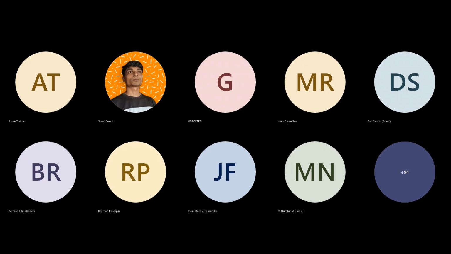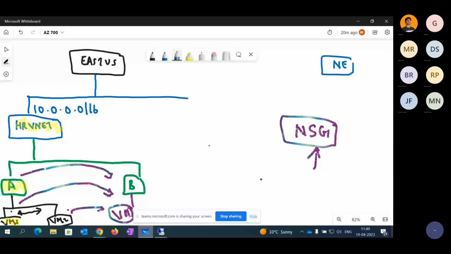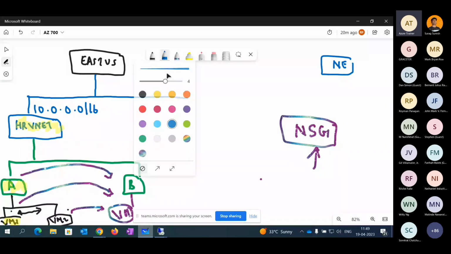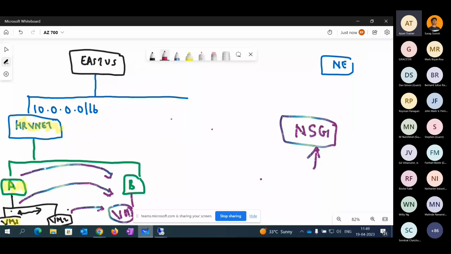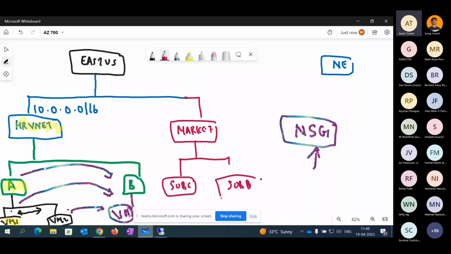Let's go back. You have one more network available. The name we have given is market department. In the market department, we have created two subnets, subnet C and subnet D. Inside a subnet, we have created a VM called VM4.